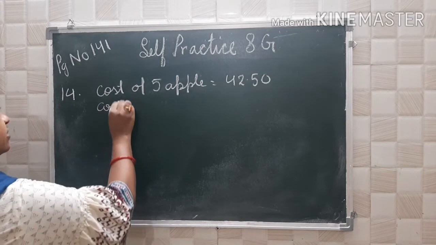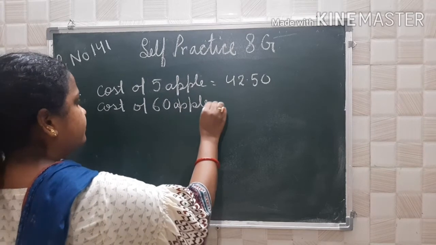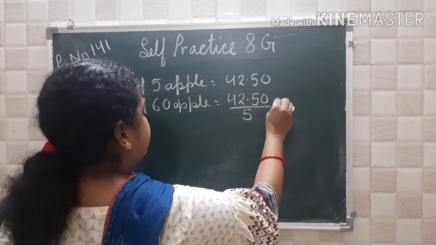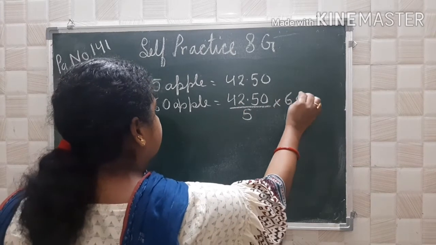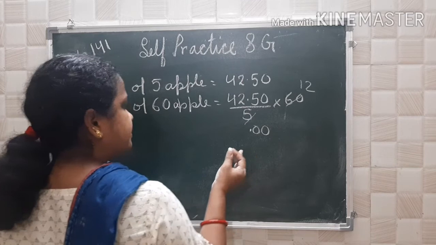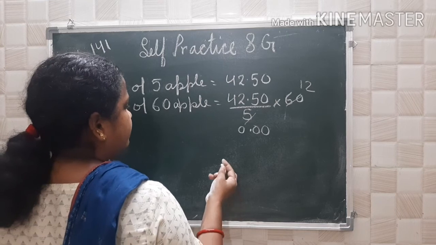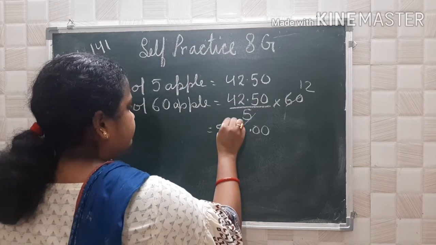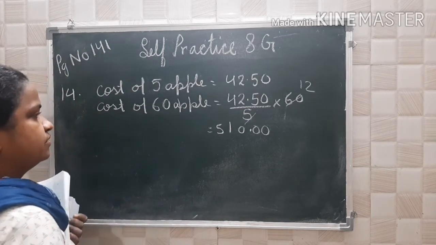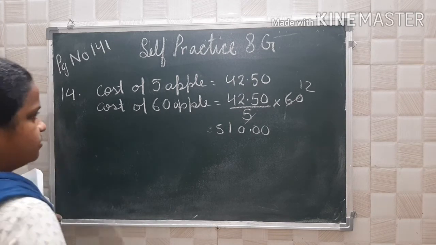Then the cost of 60 apples is equal to 42.50 upon 5 into 60. So 5 12s are 60, 12 5 is 60, carry 6, 12 2 is 24, 24 plus 6 is 30, carry 3. 12 into 42.5 is 510. So ₹510 is the cost of 60 apples.